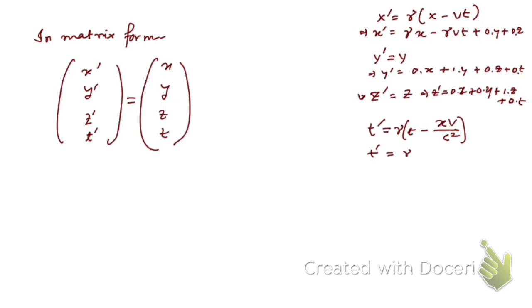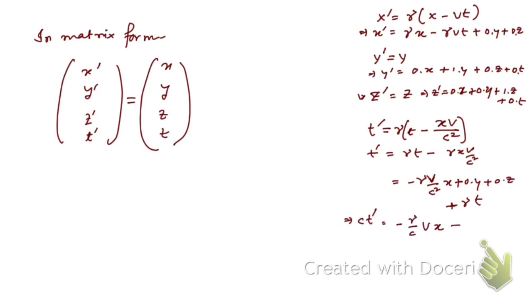Now t dash is equal to, if you multiply by gamma, then you get this. Now if we multiply c on both sides, let me write it this way. First let me write the term consisting of x, then 0 into y, 0 into z, then the term consisting of t, gamma into t. Now let's multiply c on both sides, and doing so we have got this. So now you see we can write the matrix.